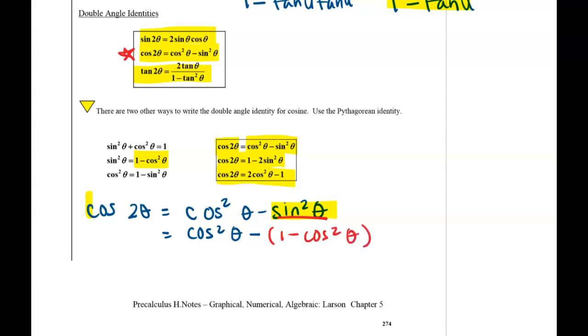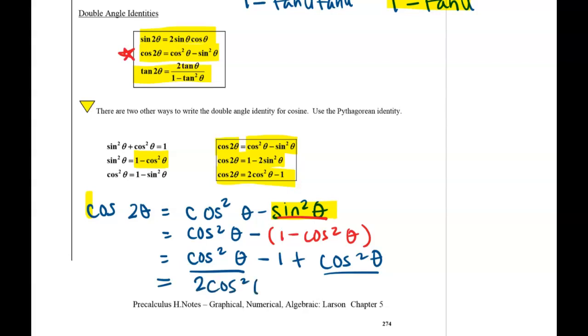And notice I use parentheses. Now distribute the negative. So this is equal to cosine squared theta minus 1 plus cosine squared theta. And you notice that we have 2 of those. And so that's going to equal 2 cosine squared theta subtract 1. And there's the second identity for the cosine of 2 theta, which is right here. So there's that one.